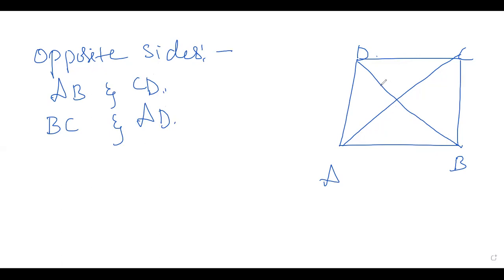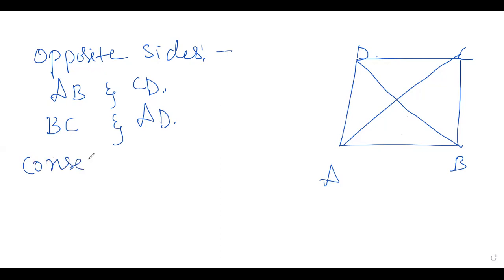What do you mean by opposite sides? Two sides of a quadrilateral. See, these two sides do not have a common vertex. There is no common point here. Those that are facing each other, opposite, they don't have a common vertex. These are called opposite sides. Okay.